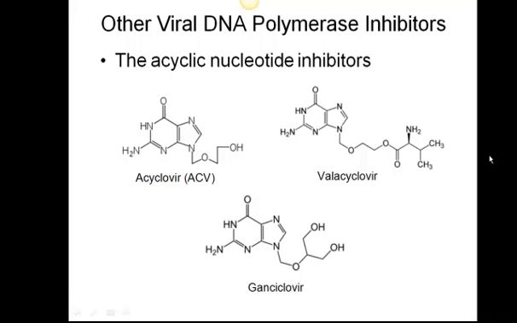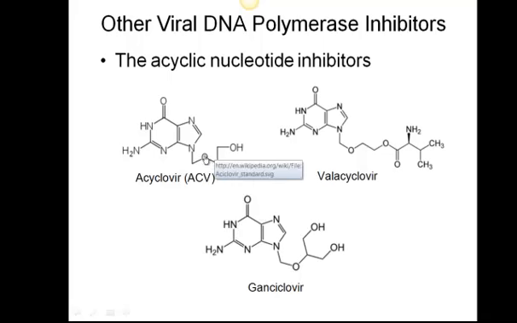So there's some other viral DNA polymerase inhibitors, and so these would inhibit the DNA polymerase enzymes that are specific to viruses like the herpes virus. They also can affect and inhibit the HIV reverse transcriptase as well. And so these acyclic nucleotide inhibitors are also mimicking the structure of the DNA bases or the nucleotides. And so you can see they have names like acyclovir. You may have heard of this one, or valacyclovir.